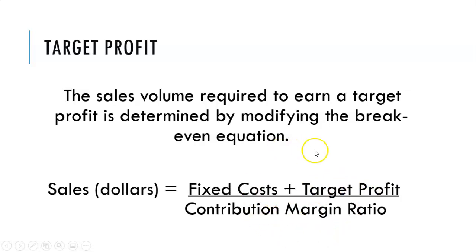Okay, so all we've done is add the target profit to the numerator. If we want to see what break-even is for sales dollars, we will do the same thing. We're just going to add target profit to the numerator. Our denominator is still contribution margin ratio.